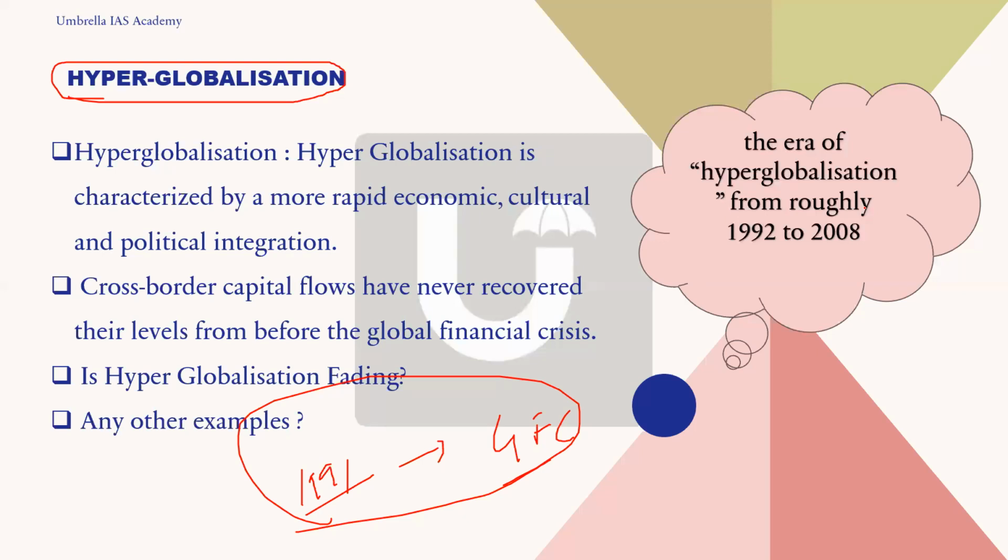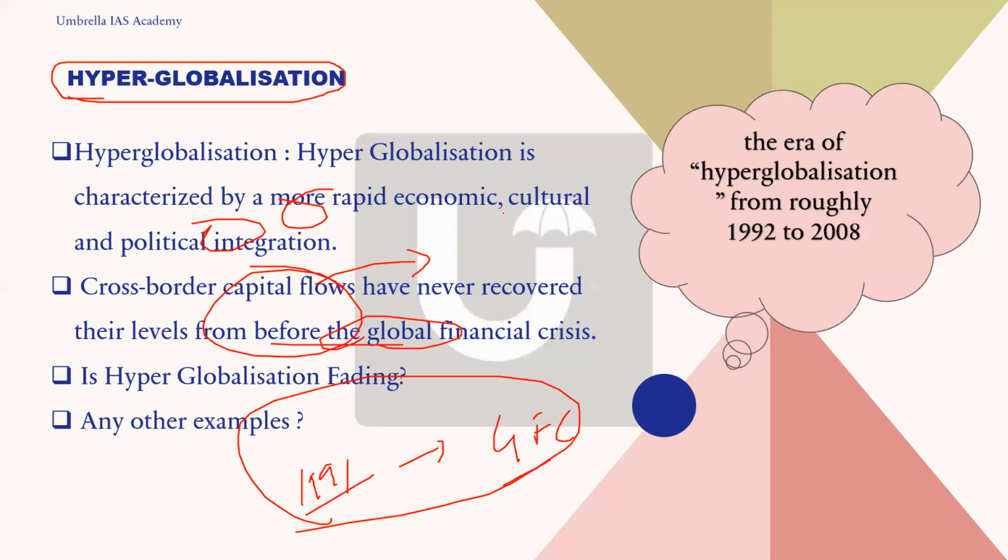Okay. So if they ask you the definition, what is hyperglobalization? Simple. It is very rapid economic integration. Yes, carbon border adjustment mechanisms also will come under fading hyperglobalization. It is characterized by more rapid economic, cultural, political integration. Cross-border capital flows have never recovered their levels from before the financial crisis. So this is another example of the fading of hyperglobalization, whereas capital flows have not recovered as such.